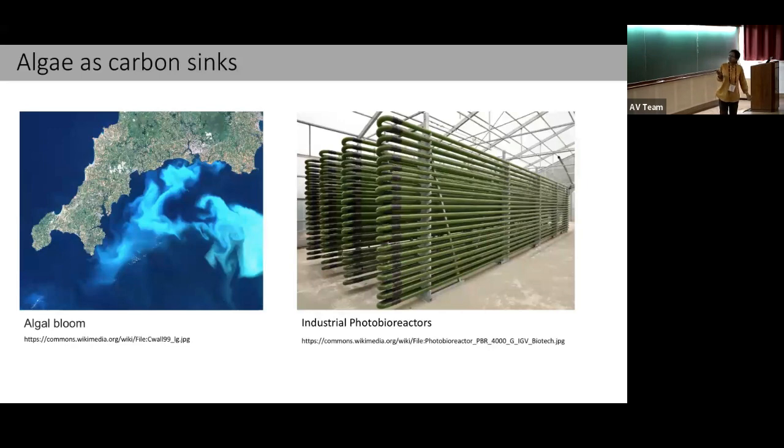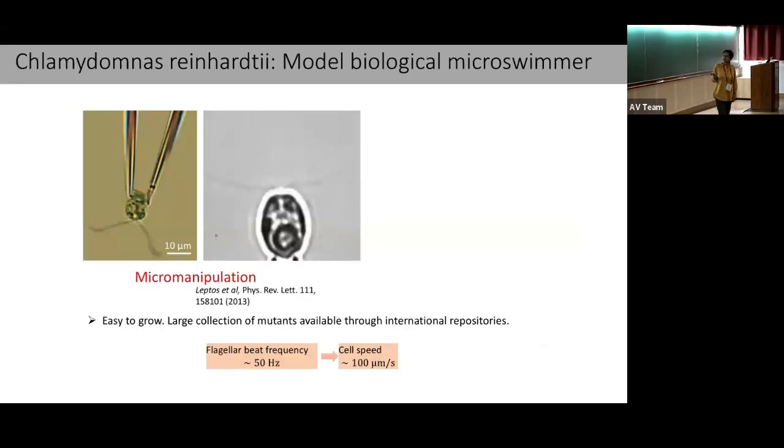The reason it's good to study this system is because it also has ecological relevance. It's involved in these large-scale blooms that form, and it's also used in industrial bioreactors to produce enzymes and drugs that are of benefit to humankind.